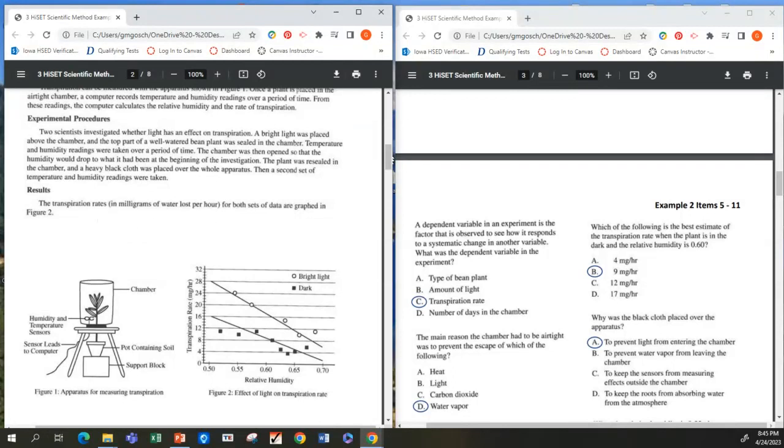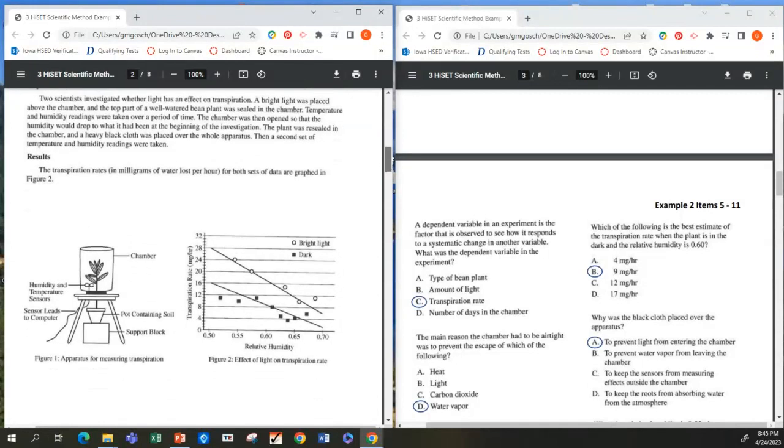So the results: the transpiration rates, in other words, the milligrams of water lost per hour for both sets of data, are graphed in the figure. So I am going to take some time to look at this drawing and this display. I've got my plant, I've got my chamber, and I've got that little sensor in there with the plant that is sensing and recording the humidity and the temperature inside the chamber. The rest of this doesn't really matter, like the support block, but you basically have the top, leafy part of the plant in this chamber.